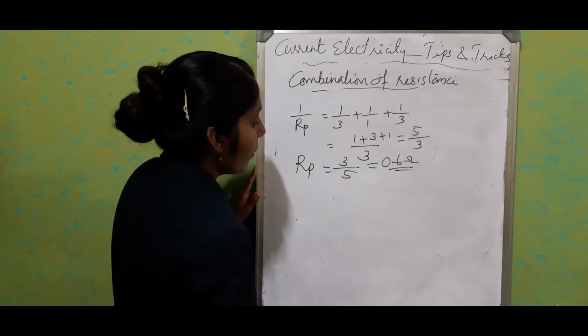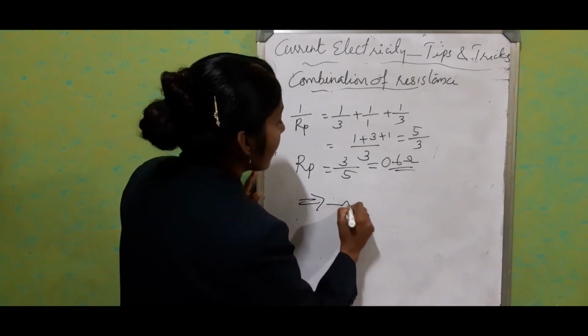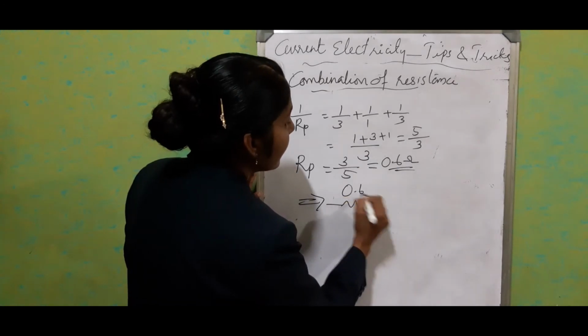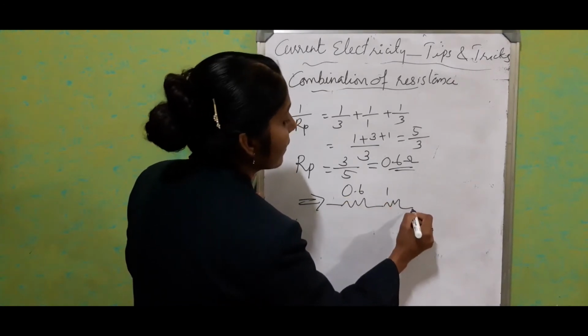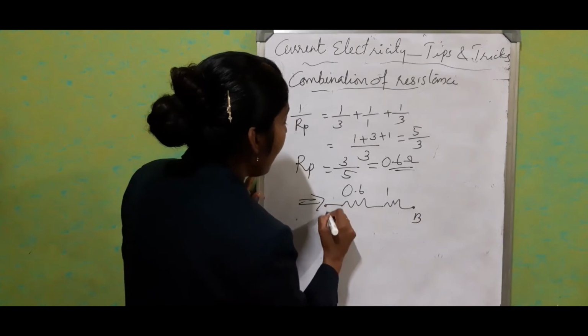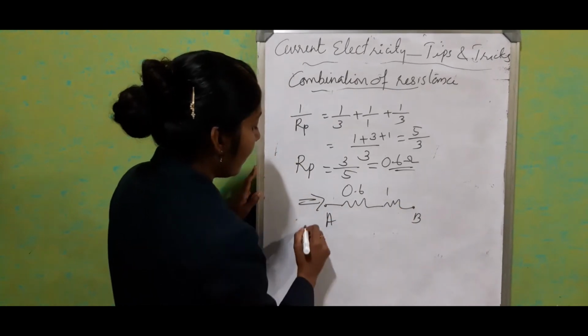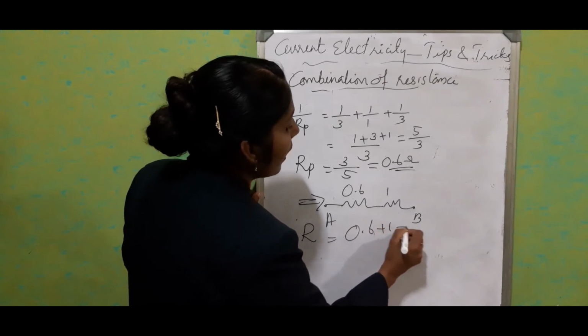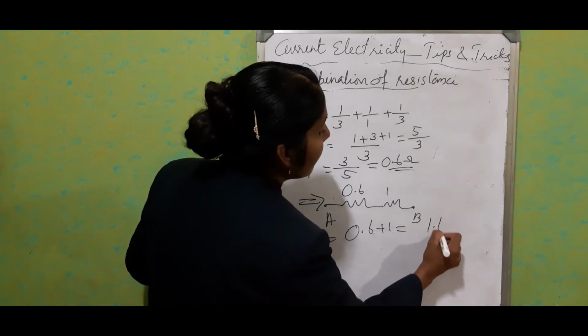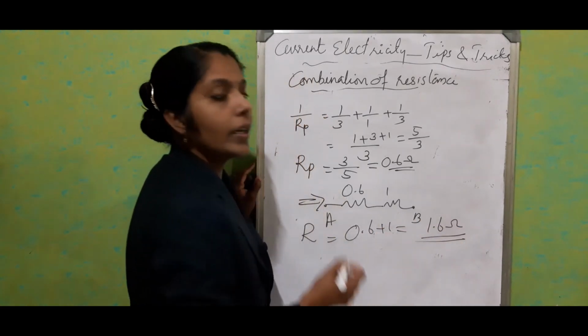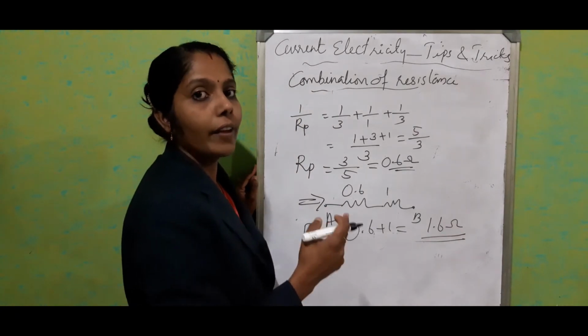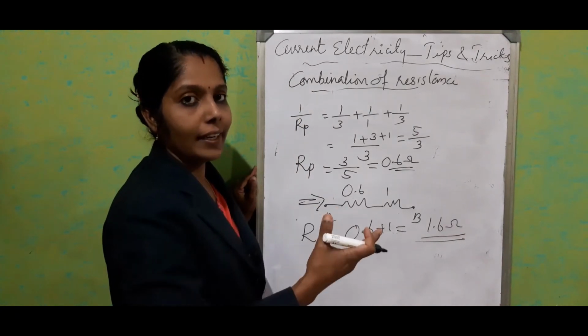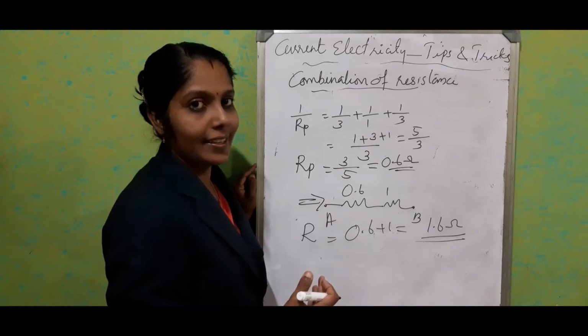So finally, this we found as 0.6, then one more 1 ohm is there between B and A. Now easily we can find out the effective resistance is equal to 0.6 plus 1, that is equal to 1.6 ohm. So this is the method of how we have to solve the different effective resistances.